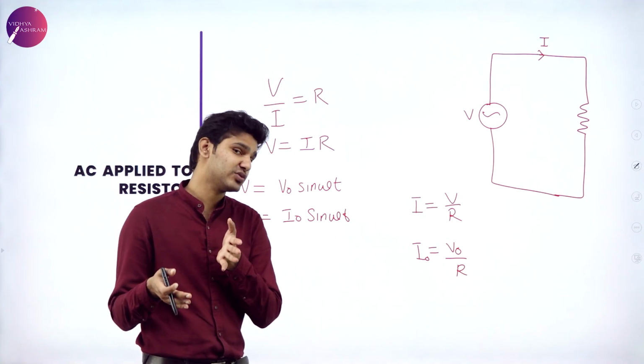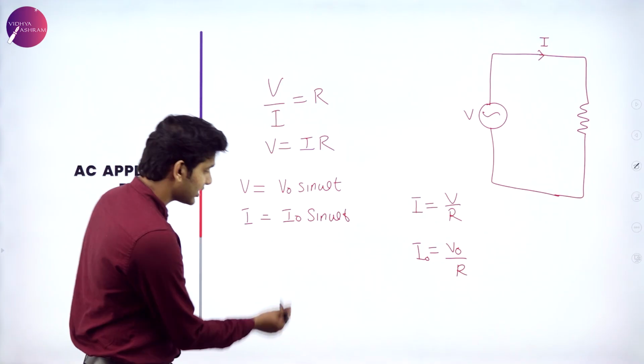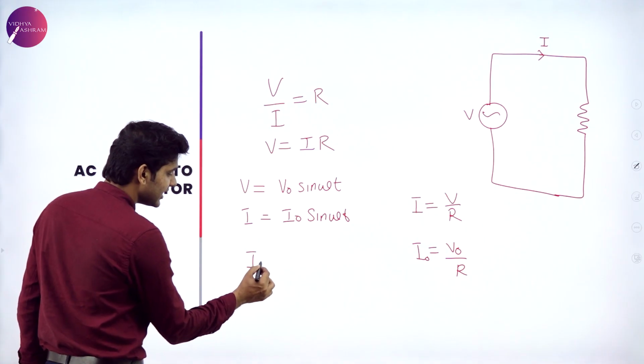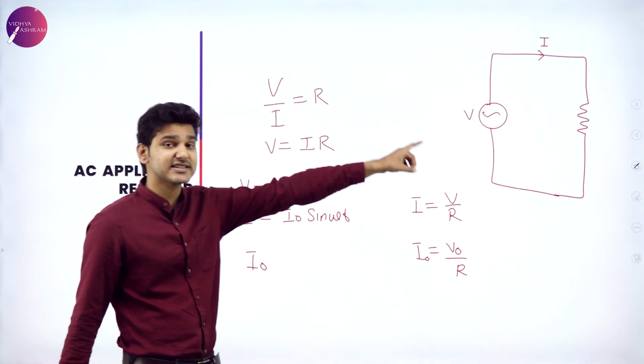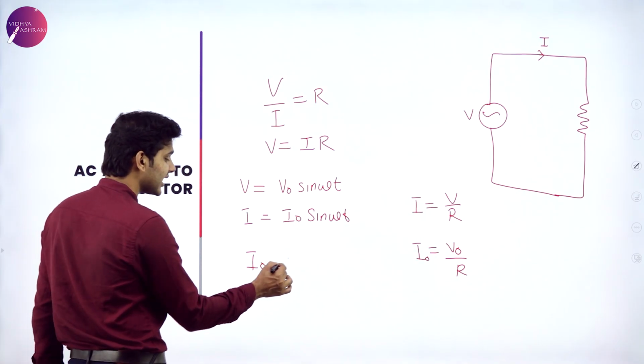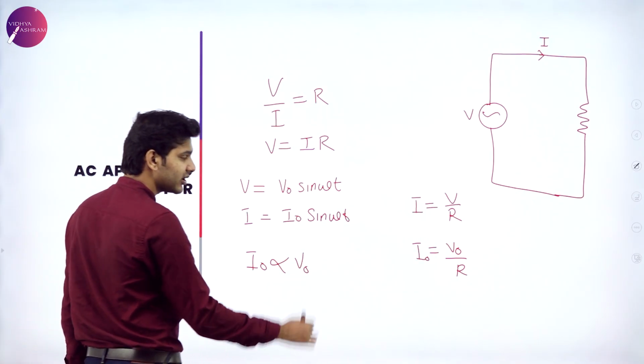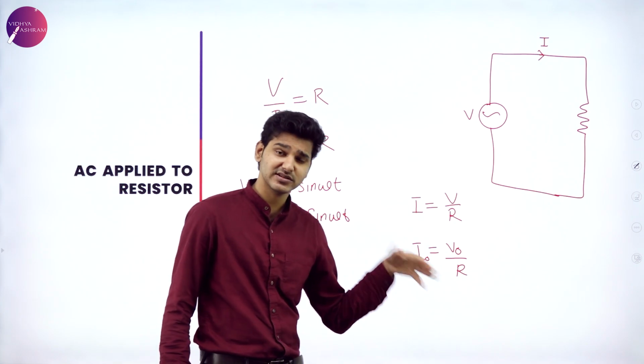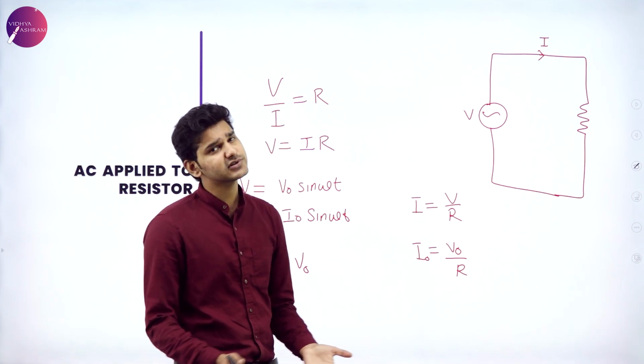But what does this actually mean? It means that in a purely resistive circuit, current is directly proportional to voltage. That is what this equation means. That is what the definition of Ohm's law itself means.